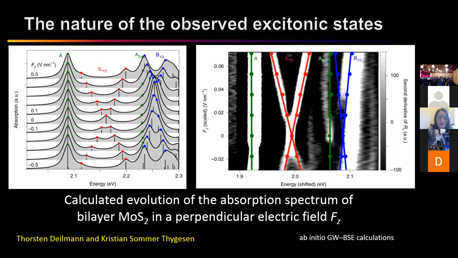To gain more insight into the nature of the observed excitonic states, our collaborators, Thorsten and Christian, have performed some ab initio calculations, shown here, of the optical absorption spectrum of the system that we have, the MoS2 bilayer encapsulated in hexagonal boron nitride. Their calculation shows that at zero field, we find a twofold degenerate AMB exciton. The first peak, IL, here has a large oscillator strength, while the second peak is much weaker.